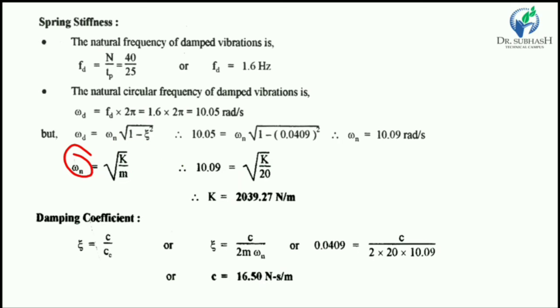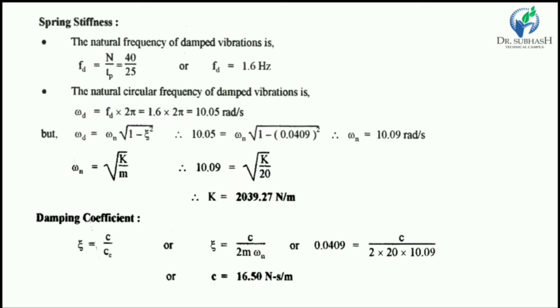So first find out the value of omega n, and the omega n value is found with the help of the omega d equation. Omega d is the damped circular frequency and omega n is the natural circular frequency. The relation is as shown in the equation: omega d is equal to omega n under root 1 minus zeta square. Now zeta's value we already found out, but we don't have the omega n and omega d values. So first we have to find out the value of omega d.